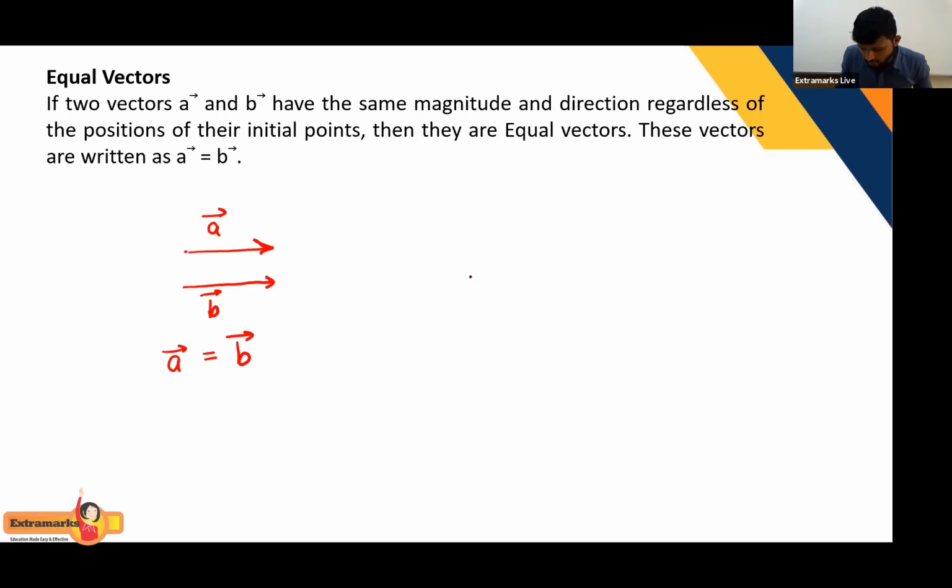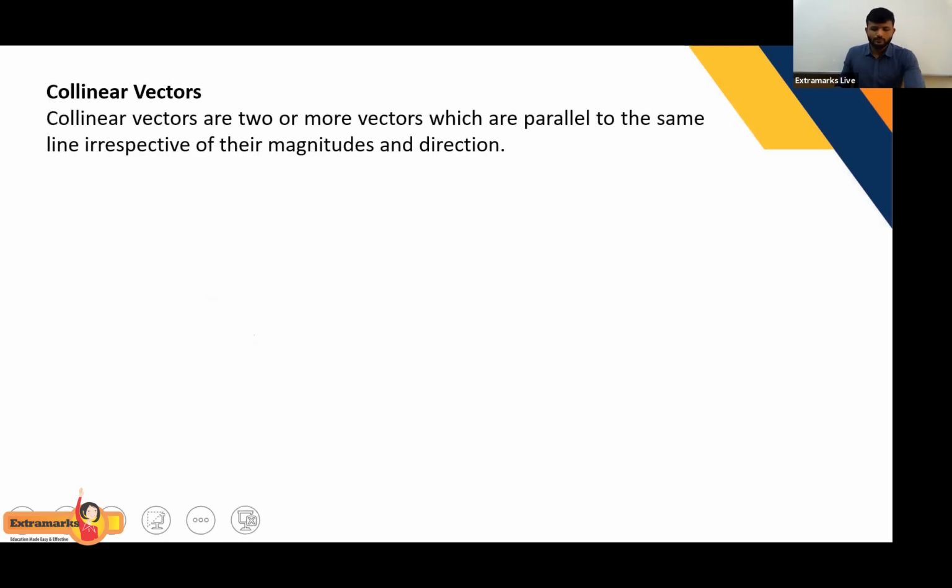But if I draw these two vectors, then maybe their direction is the same, but they are unequal vectors. Okay. Now, collinear. As is clear from its name, co means same, linear means line. When vectors, irrespective of their magnitude, that is irrespective of their length, are pointing towards the same direction, all such vectors are called collinear vectors.